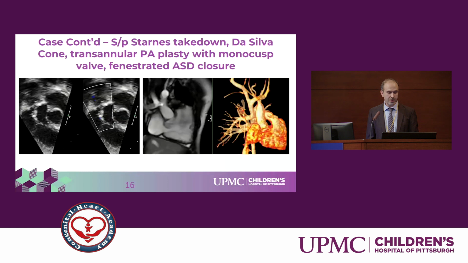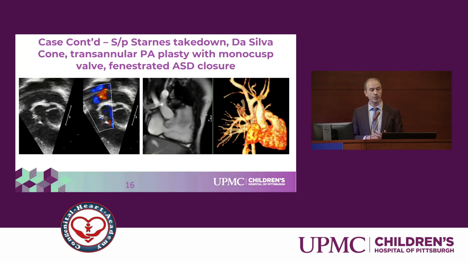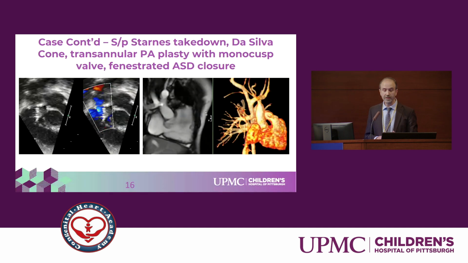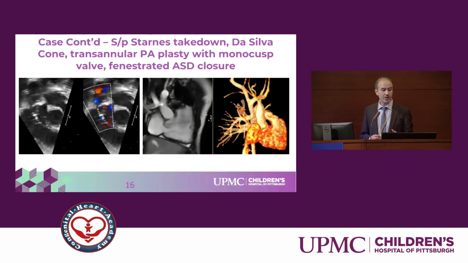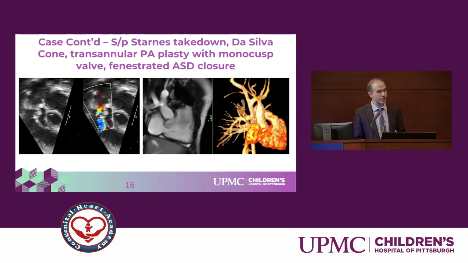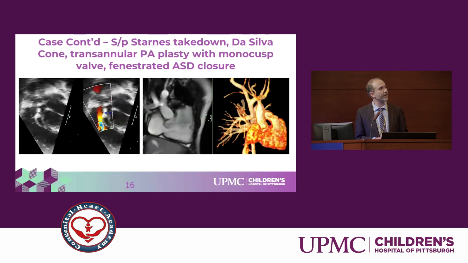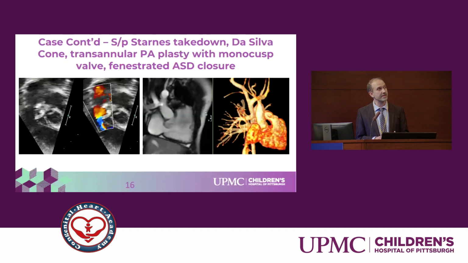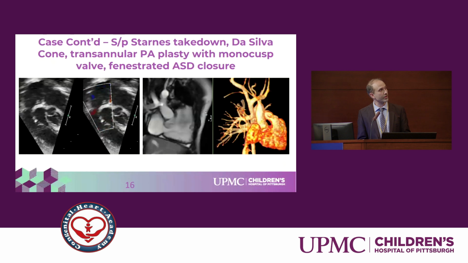So back to our patient. So in this patient, we elected to do a Starnes takedown, the Da Silva cone operation, and reconstruction, or like a transannular PA-plasty with monocusp valve and a fenestrated ASD closure. And what you can see from this post-op echo, the tricuspid valve function was normal post-surgery, so there was only trivial tricuspid regurgitation, no stenosis, and the RV function has improved nicely.